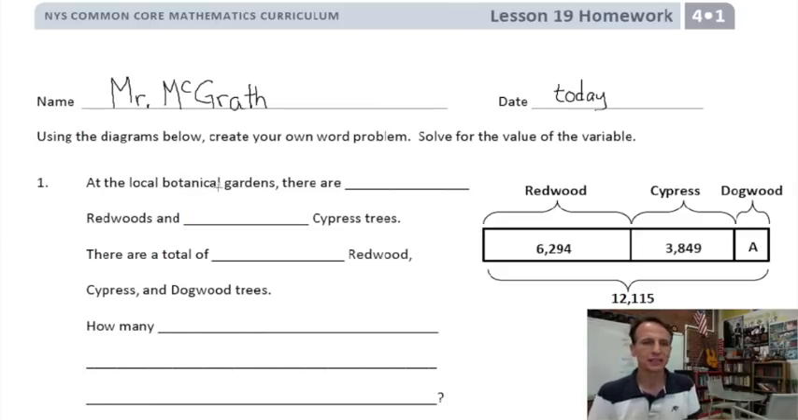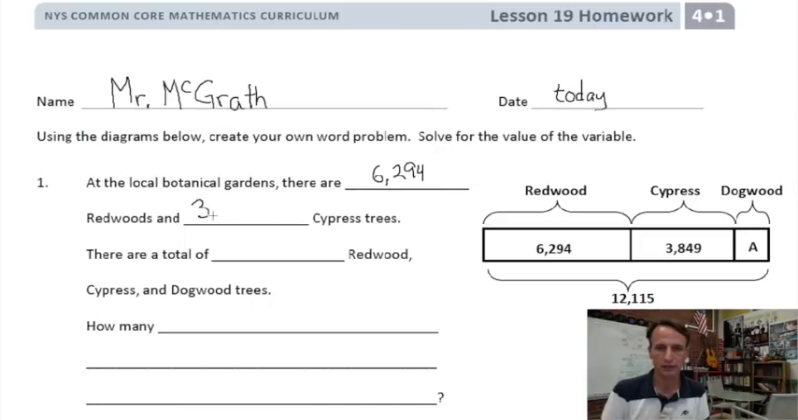At the local botanical gardens, there are blank redwoods and blank cypress trees. All right, let's just pause for a moment. Those are given to us. We can see that right here, so we can just write in these values. We see how many redwood trees there are: 6,294 redwood trees. And we see cypress is given to us as well: 3,849.